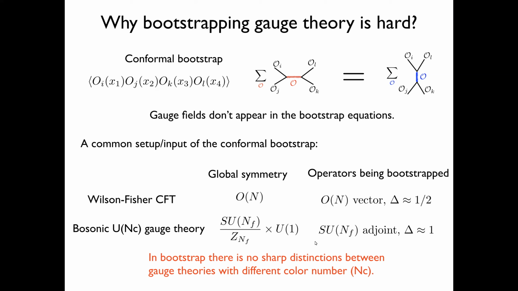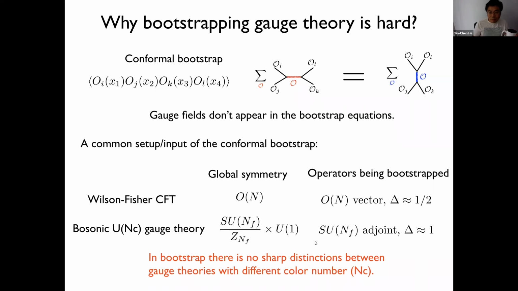Wait, so sorry, I have a comment to make. Yeah. So I mean, there is a sharp distinction because you have operators in different representations depending on the number of colors in the gauge group, right? So like in particular in 3 dimensions, you have multiple operators and they transform in different representations depending on the gauge group.